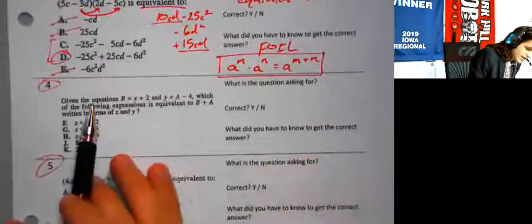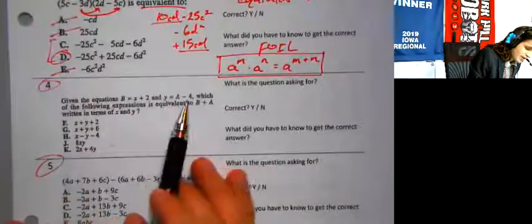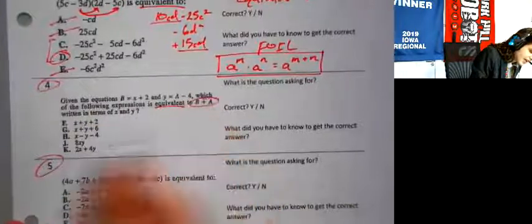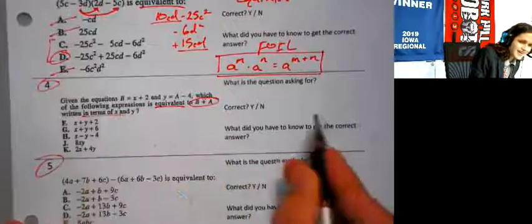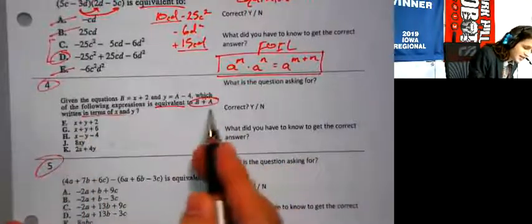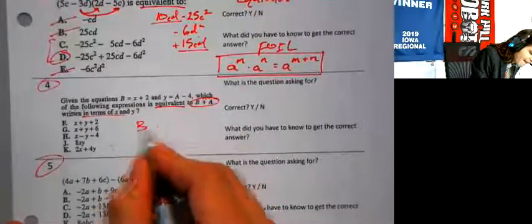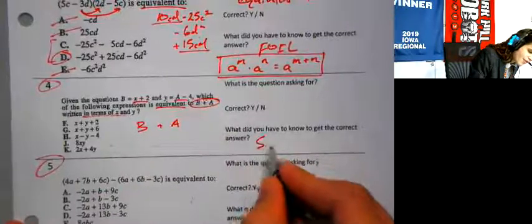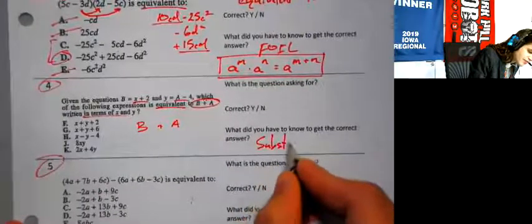Given the equations b equals x plus 2, y equals a minus 4, which of the following expressions is equivalent to b plus a written in terms of x and y? You never really have to worry about the written in terms of, because what's b plus a? Well, b plus a, I can rewrite it as substitution. What do I have to know? I have to know how to do substitution.